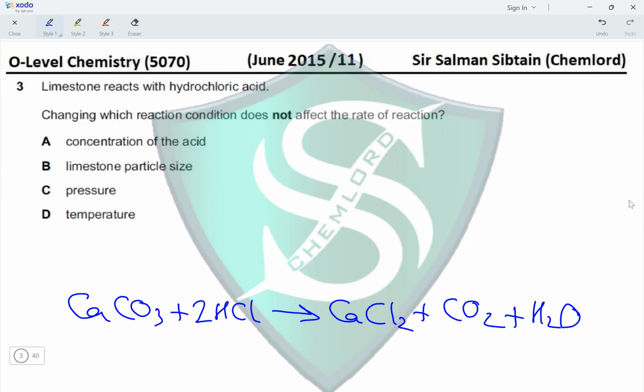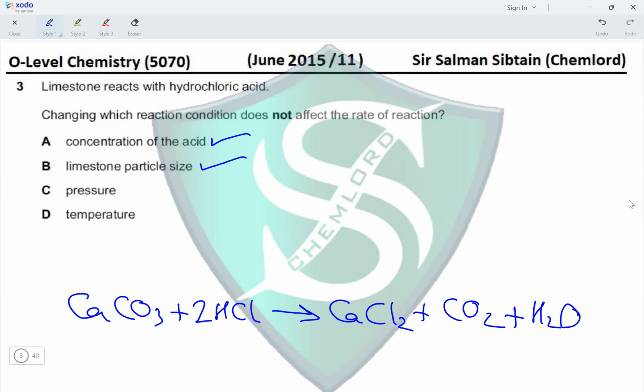Okay. Concentration of acid. If we increase the concentration of the acid, the rate of reaction increases. If we decrease the concentration of the acid, the rate of reaction would decrease. So this will affect the rate of reaction. Limestone particle size. The smaller the particle size, the greater the exposed surface area, the faster the reaction. And the larger the particle size, the lesser the exposed surface area, the slower the reaction. So this will also affect the rate of reaction.